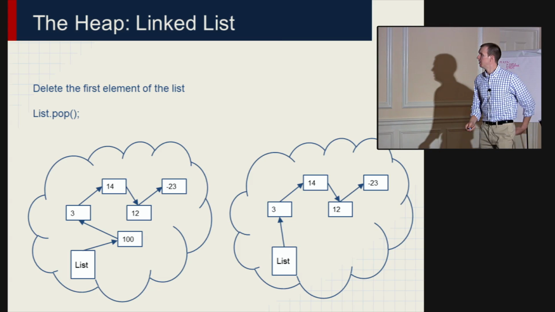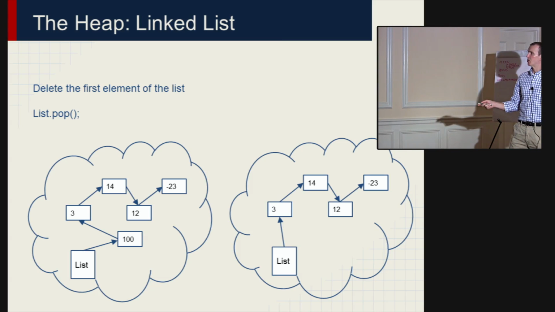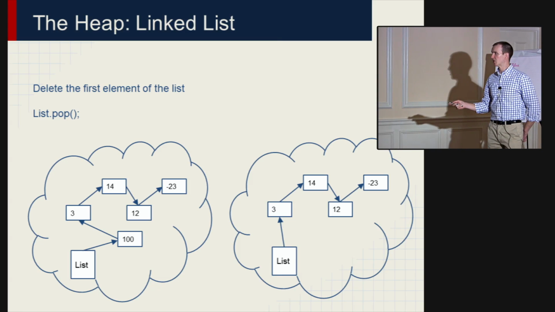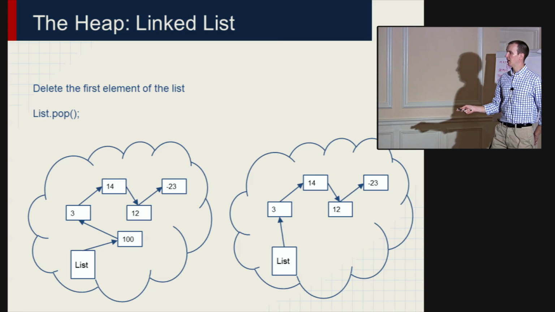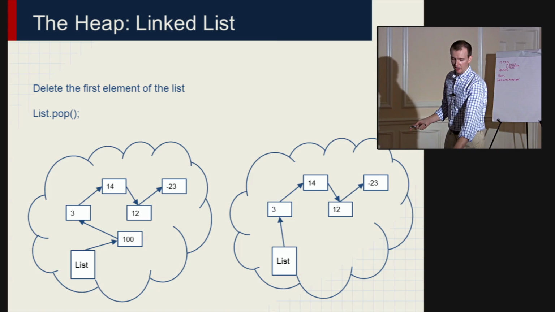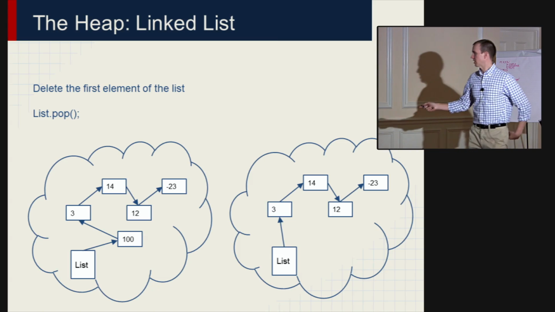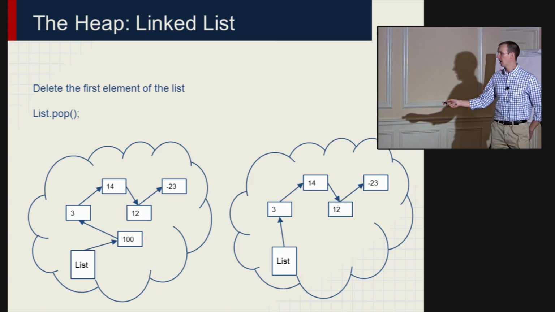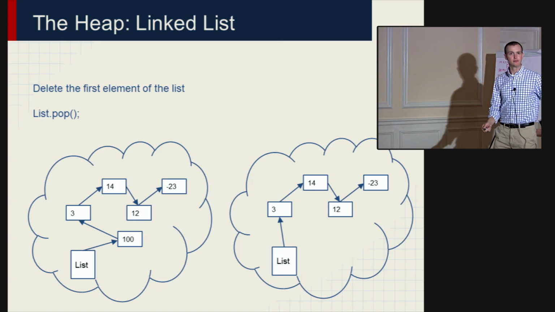Okay, how about this one? We're going to delete the first element of the list. We're going to call this function list pop. If this is what the list looks like now, then afterwards it should look like this. The head pointer should now point at 3 as opposed to pointing at 100.